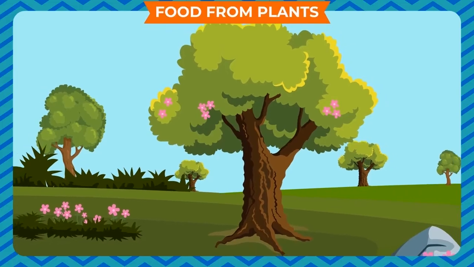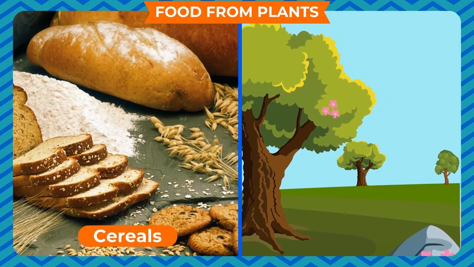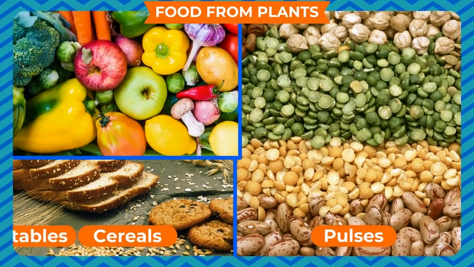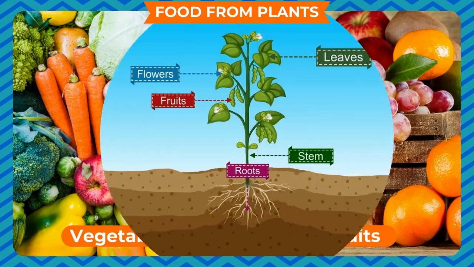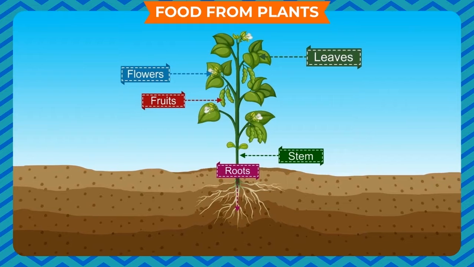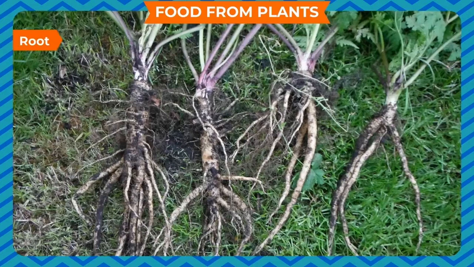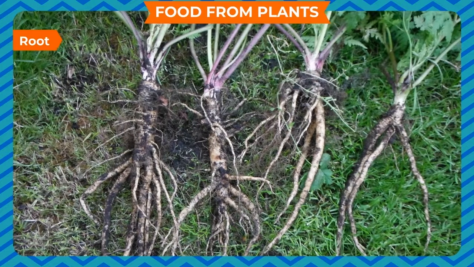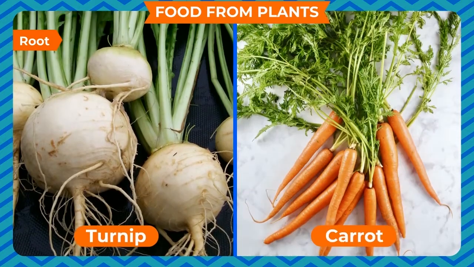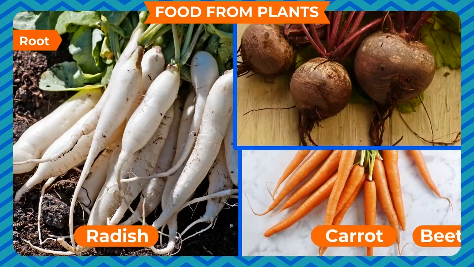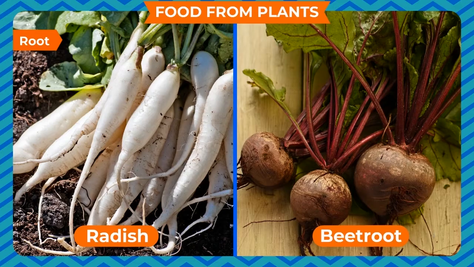Food from plants. Plants give us cereals, pulses, vegetables and fruits to eat. We also eat different parts of plants. Root. We eat the roots of some plants, such as turnip, carrot, radish, beetroot, etc.